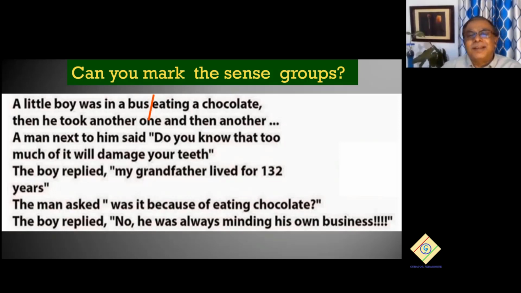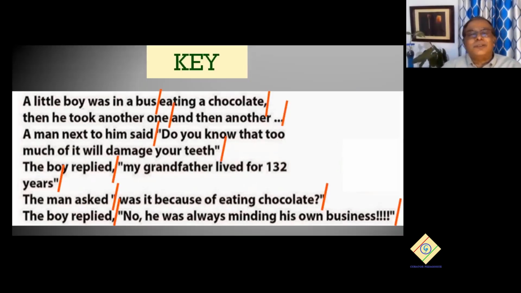Okay, fine. So this is how I would have marked the stress. Have a good look at it. This is how I would have marked the sense groups, you see. So this comes through practice. You have to mentally get the idea. Okay, this is one idea, then another idea. So then you mark it.